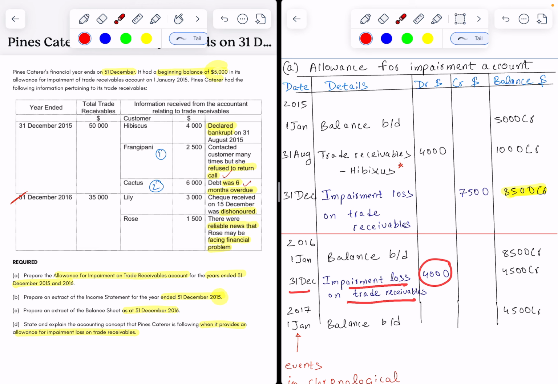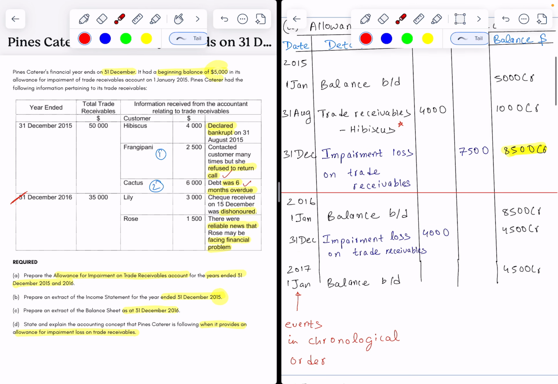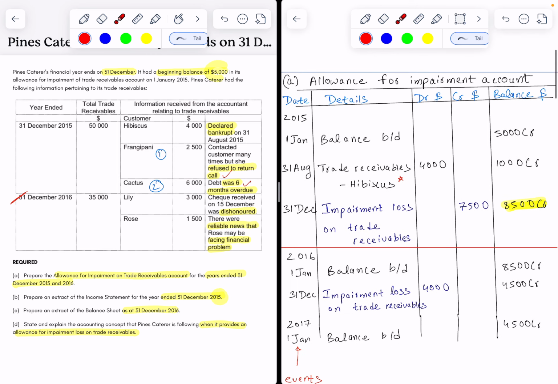Once that is done, you must not forget to carry forward this opening balance in the next financial year, because we have got one extra mark in the exams allowed for it. So on 1 Jan 2017, you show the opening balance to be 4,500 credit, based on what you have closed this account at in the previous year. All right, so that takes care of the first part of the question.